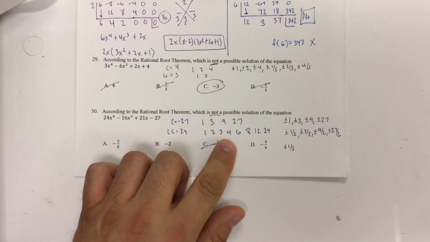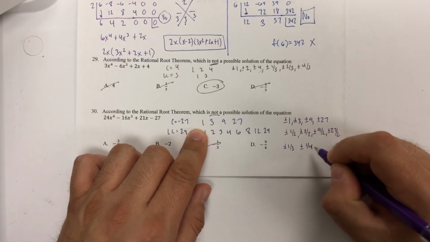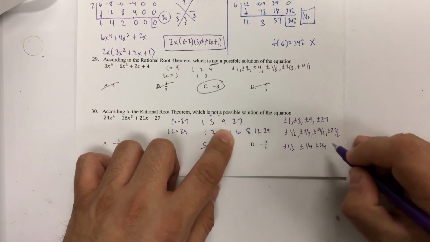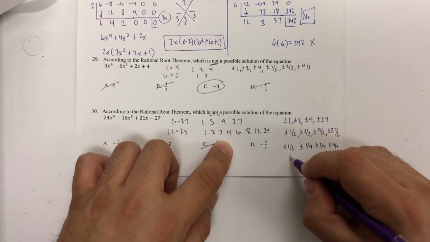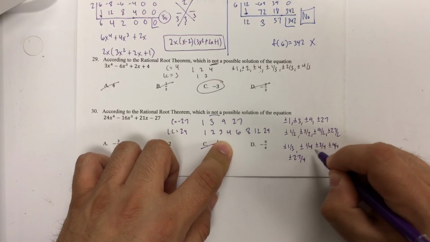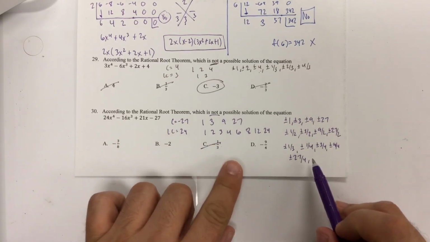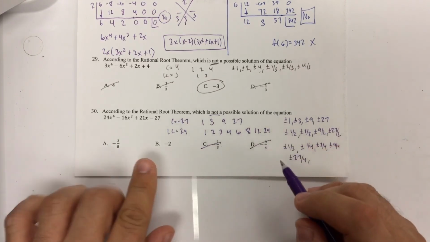So now let's divide by 4. So we have plus or minus 1/4, plus or minus 3/4, plus or minus 9/4, and plus or minus 27/4. So as you can see, this could take a little bit longer. So let's see, 1/4. Okay, we have a 9/4, so we can get rid of this one. So now we're down to these two.